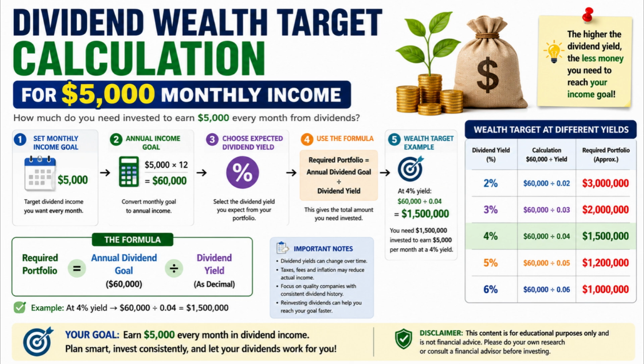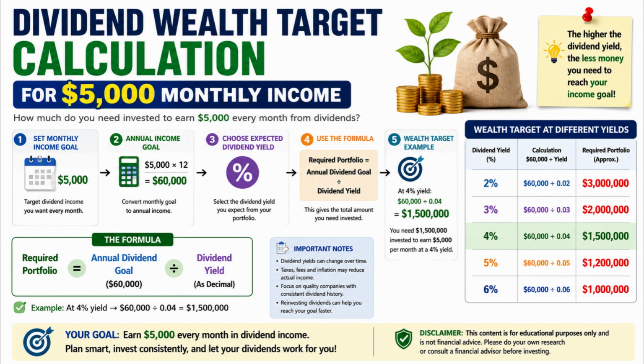After that, we choose an expected dividend yield. Dividend yield shows how much annual income a portfolio produces compared to the amount invested. For example, if a portfolio yields 4%, it means it generates 4% of its value in dividends each year. Then, we apply the main formula. The required portfolio equals the annual dividend goal divided by the dividend yield. In this case, that means required portfolio equals $60,000 divided by the dividend yield.